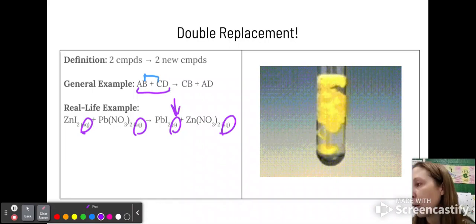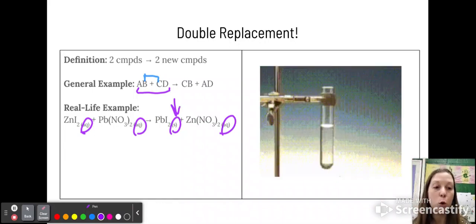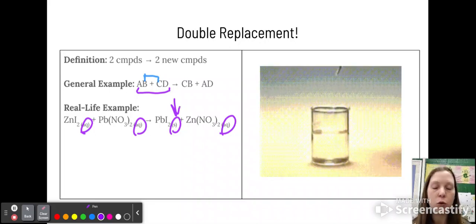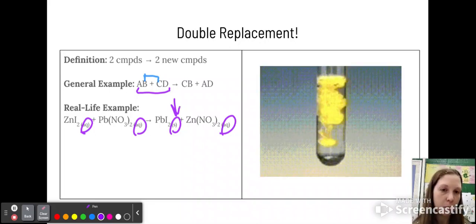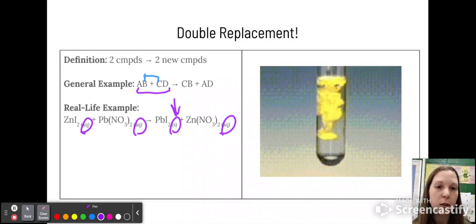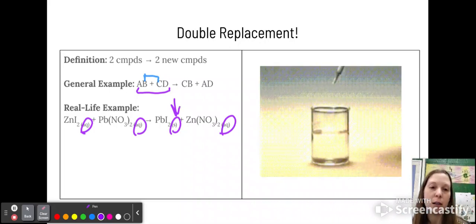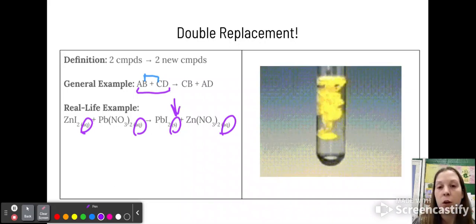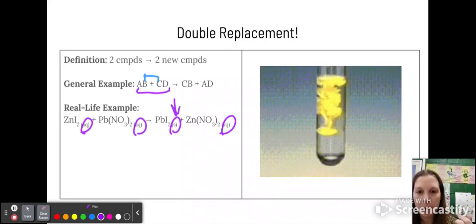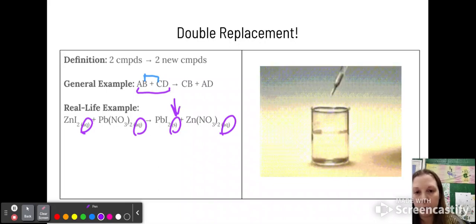You've got to use your solubility rules if you make compounds and one of them is not clearly water or a gas. If you see a CO2, we know that's a gas, so that's your different product. If you see water form, we know that's a liquid, so that's your different product. But if you see compounds like this, you've got to use your solubility rules. So for example, we would look at this and we would say, okay, our two products are PbI2 and ZnNO3.